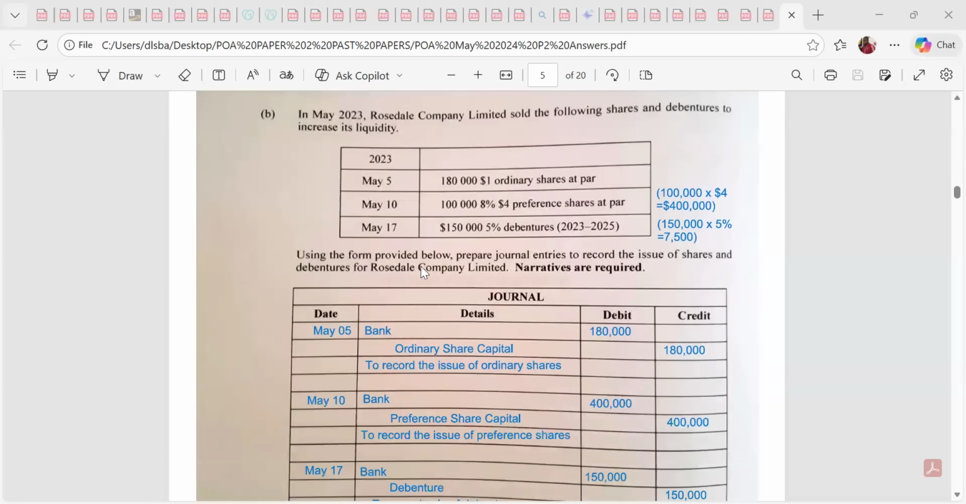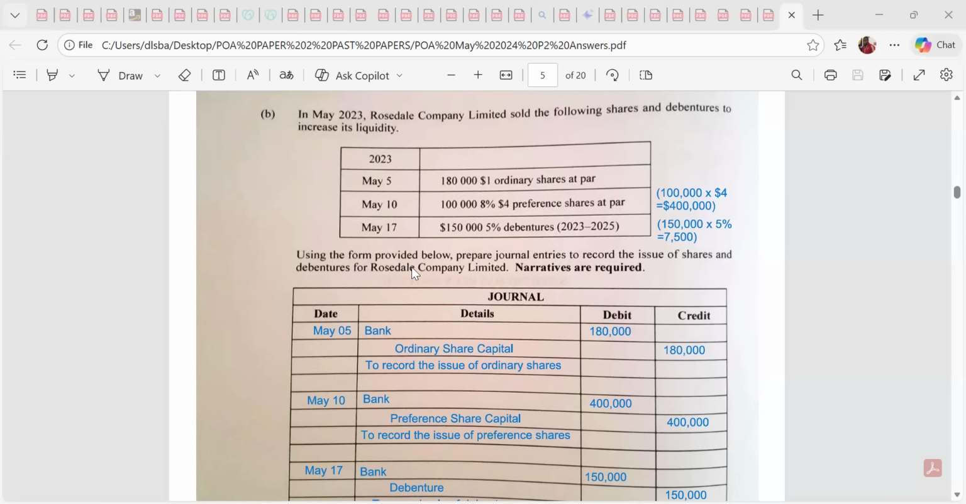So the first thing they ask us to do is to record the issue of shares and debentures in the journal. You're recording it just like you would in any journal, right? We know assets when they increase, you debit, capital when it increases, you credit. So we put money in the business bank account, $180,000. We're gonna debit bank $180,000. The ordinary share capital is increasing. When capital increases, credit, we will credit the ordinary share capital.